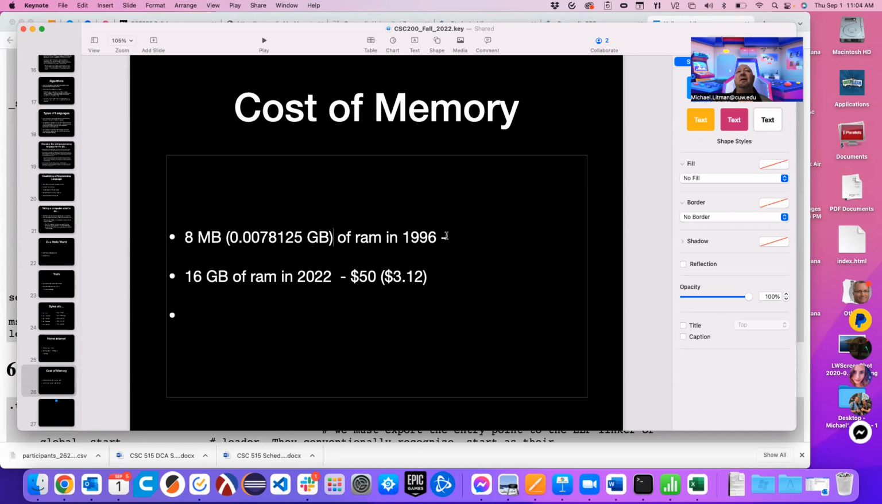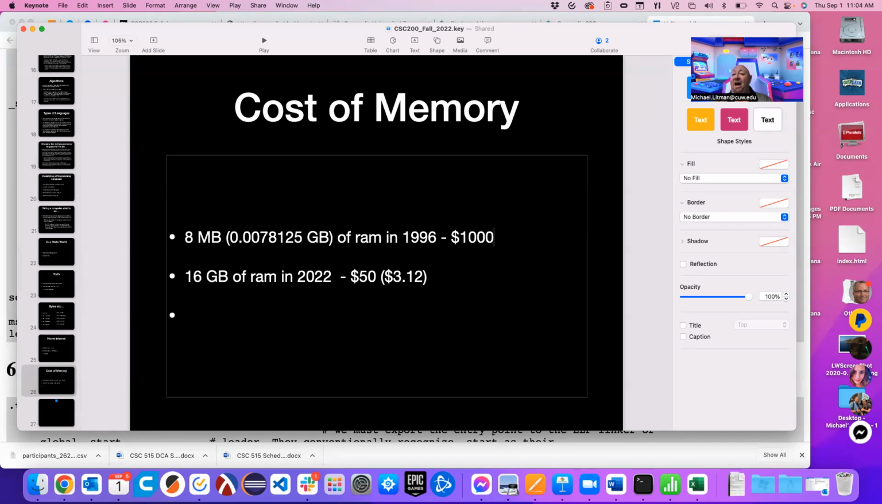All right. What do you think I paid for 8 megabytes of RAM? Go ahead. 500? More. Go ahead. That was about $1,000. That was $1,000. Now, here's the kicker. This is after memory had already started coming down in price.